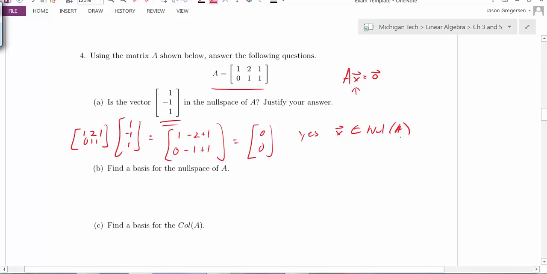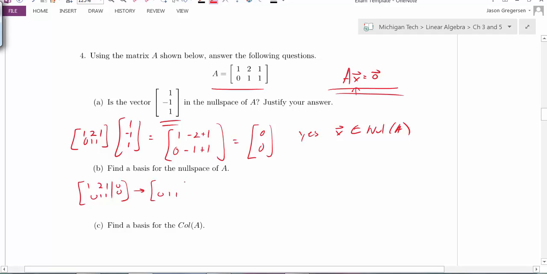Part B says find a basis for the null space of A. In other words, find all of the vectors that are in the null space, or at least a representation for that space. So to find all the solutions to the homogeneous equation, I'm just going to solve that equation. I'm going to write my matrix augmented with the zeros, and do my row reduction.